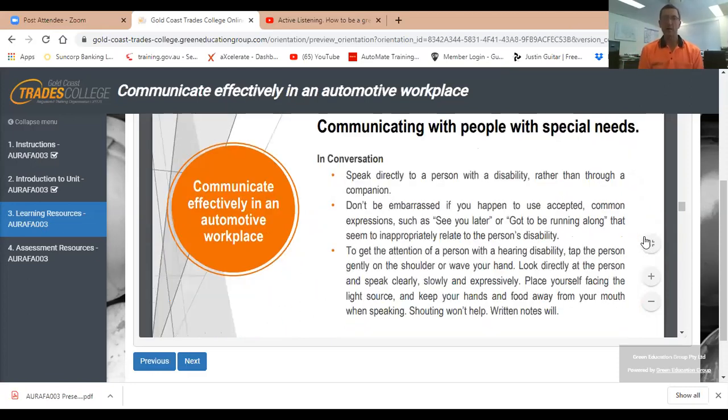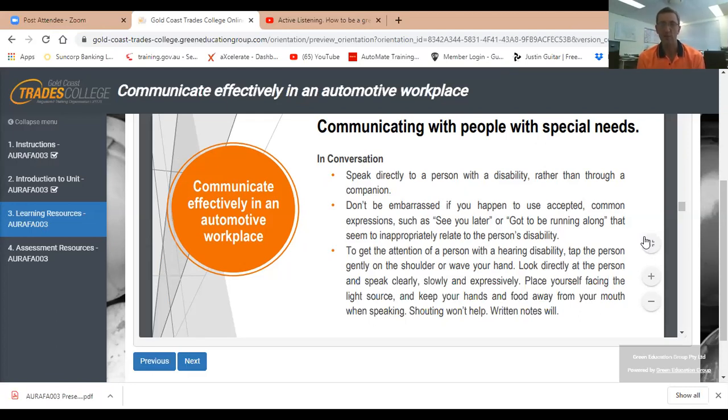I think it's worthwhile also discussing communicating with people with special needs. When communicating with somebody with a disability, rather than through a companion, we should speak to those persons directly. Don't be embarrassed if you happen to use accepted common expressions such as see you later or got to be running along. That may seem inappropriate, as it may relate to the person's disability. So don't be too embarrassed at that. It's just a subtle mistake.